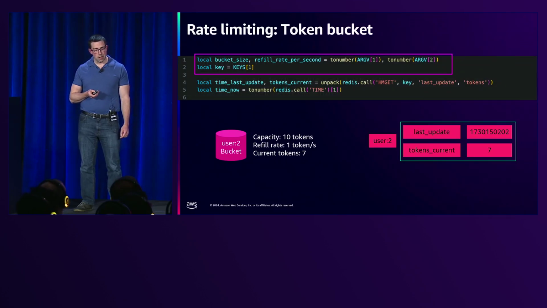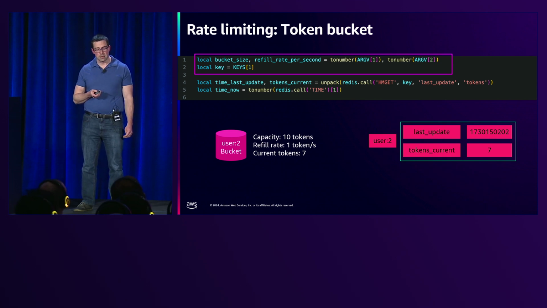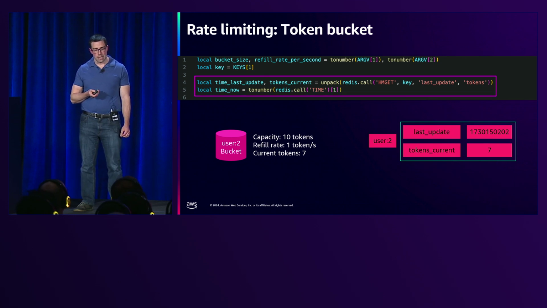So we'll start out, rather than hard coding our variables as we saw before, we'll take them in as arguments to the script. So we'll be able to get those passed in from the client, as well as our key. We'll then retrieve all of that metadata from the data store using HMGET, and also get the current time, which is a function of Valkey.